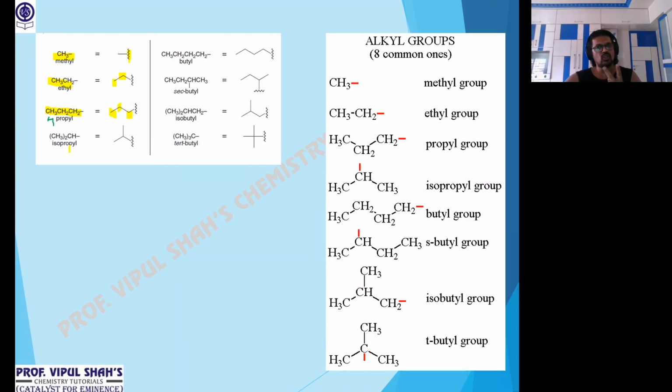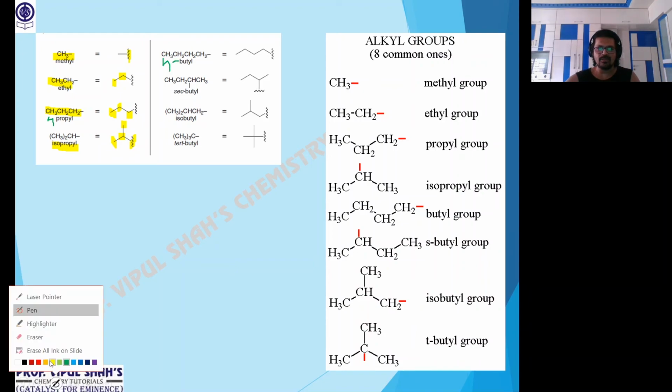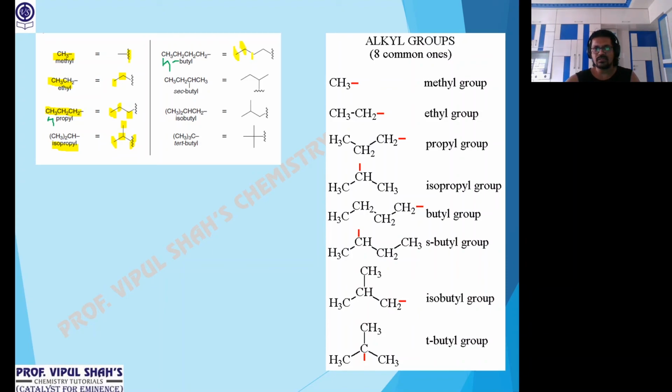Propyl has how many forms? 2. N propyl, iso or sec propyl. That's the isopropyl part, where you see CH in the center, and you have 2 methyl groups, one up, one over here. And this is one valency short where a functional group will come. Same way, butyl will have how many? 4. The first one is what we call N-butyl group. Now in this N-butyl, there are 4 carbon atoms. So CH3, CH2, CH2, again CH2 and one valency short.